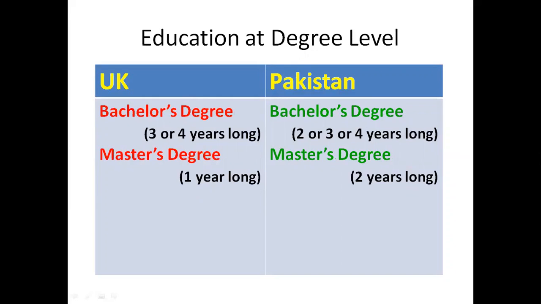Right, moving on to education at degree level. In the UK, bachelor's degree is generally 3 or 4 years long, while in Pakistan, it used to be only 2 years long, but only very recently, some of the colleges and universities have started 3 years and 4 years programs for bachelor's degree. Moving on to the master's degree, in the UK, it's only a 1 year long course, while in Pakistan, master's degree is a 2 years long course.